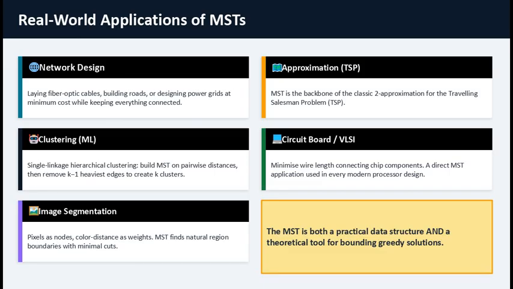MSTs even appear in approximation algorithms, a famous 2-approximation for the NP-hard traveling salesman problem is built directly on top of an MST. And in VLSI chip design, every modern processor uses MST techniques to minimize wire length between components.